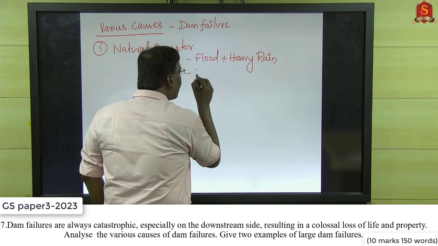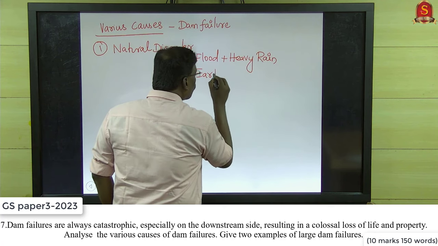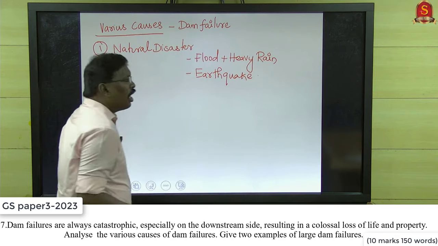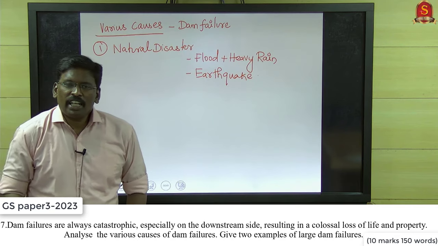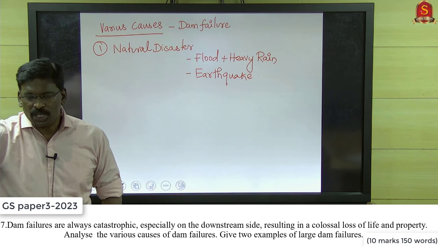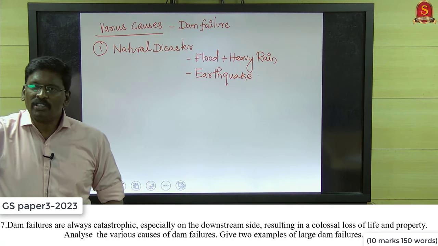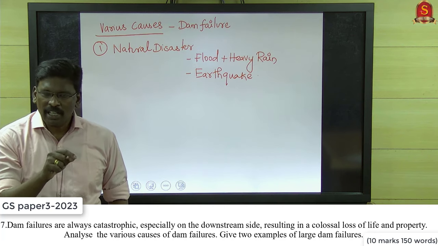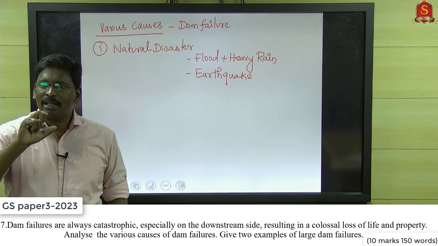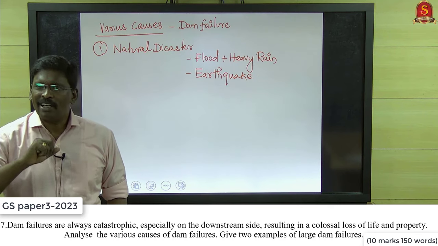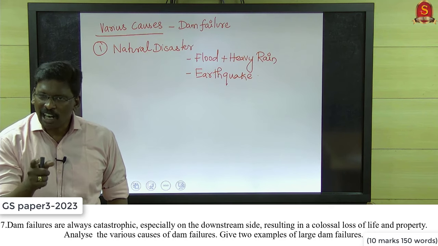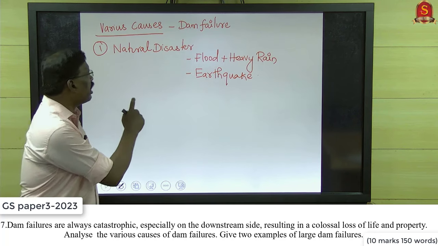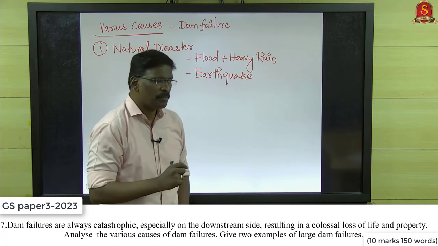The second one is earthquake. If the dam falls unfortunately in an earthquake-prone region, in case an earthquake happens, it may affect the dam. Because of the earthquake, the dam may burst, and that would be catastrophic for life and also the loss of property. So that would be the second one under natural disaster.